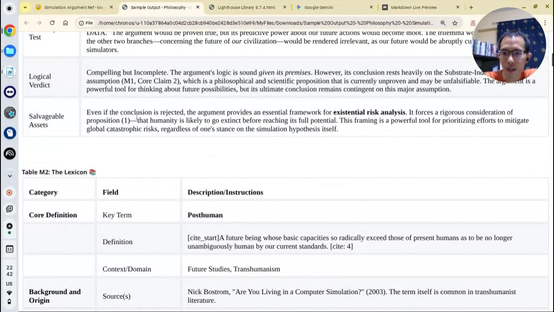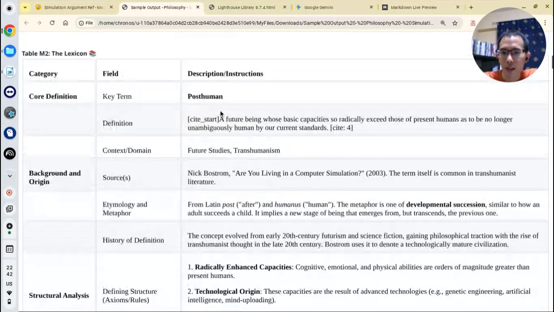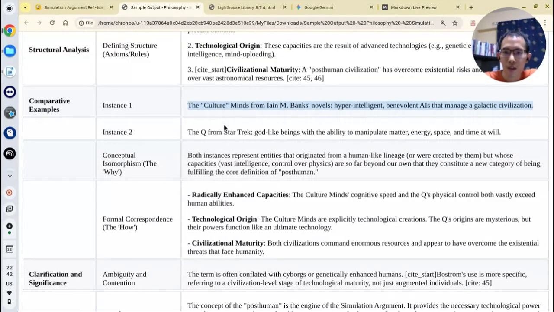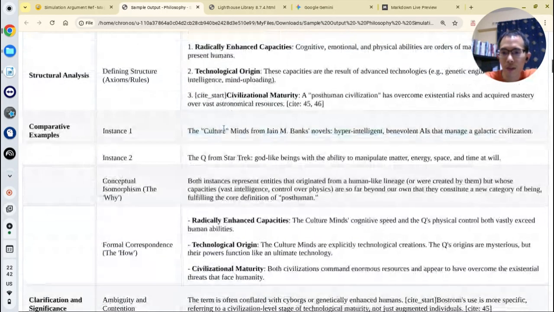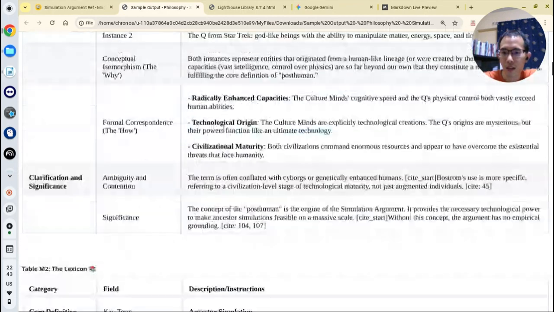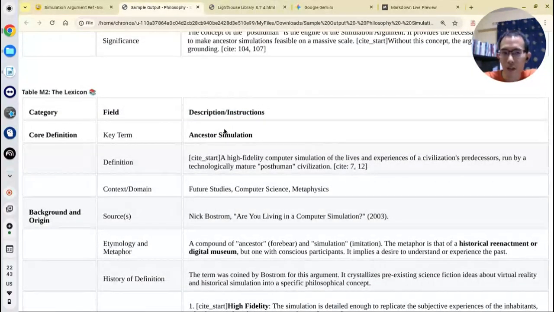Tells you what the salvageable assets are, even if this argument is not true. Tells you what the meaning of terms are, like post-human or ancestor simulation, gives you two examples for each term that it tries to define, and then looks at how those two examples are related to each other, what they have in common, so that you have a better understanding of the general form without looking at a particular instance, by using the instances to come to the conclusion of what the form is. So it's got good definitions. It tells you the etymology of the word in the particular context. So it defines for you, it tells you the context of the argument.